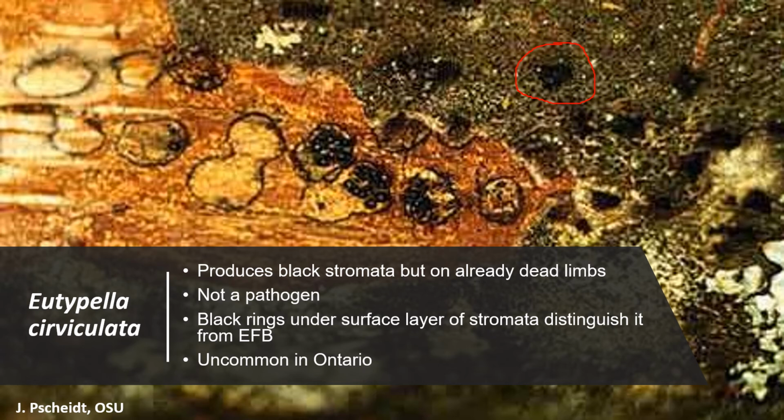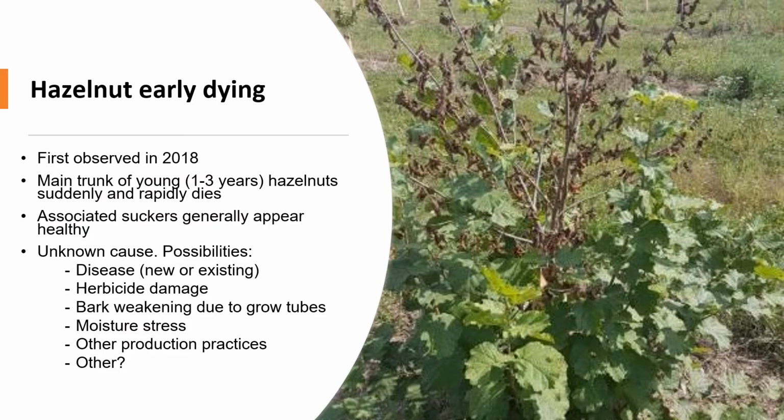So one way that the pathologists in Oregon have found to distinguish it from Eastern Filbert blight is by peeling back the bark, and you will see these sort of black rings on the undersurface of the stromata, and that distinguishes it from Eastern Filbert blight. But this is not common in Ontario. We have never seen it here, but just mentioning it in the event that you do come across it because of its resemblance to Eastern Filbert blight disease.